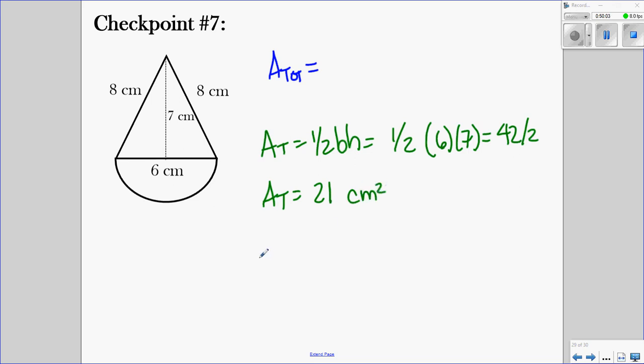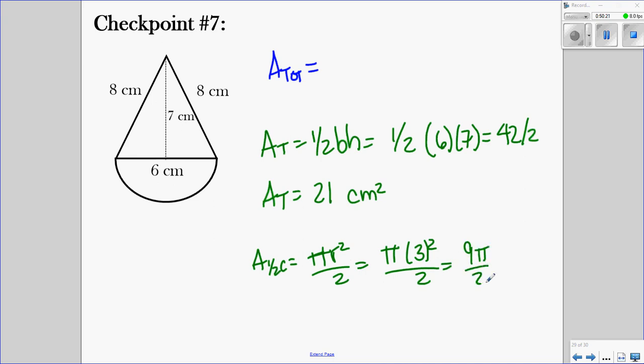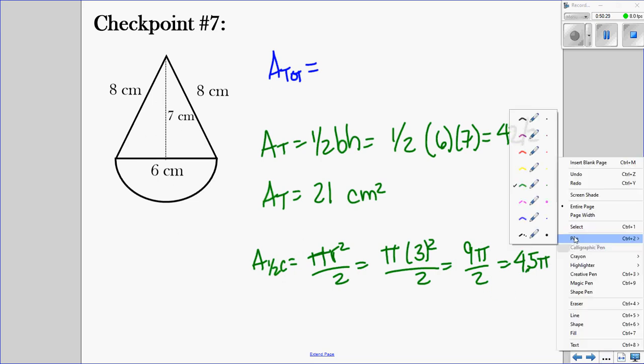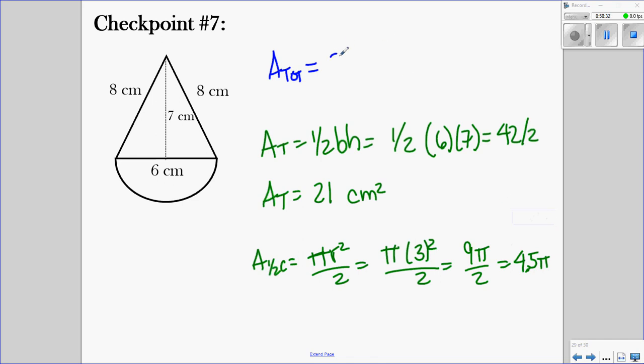And then for the semicircle, the half circle, it's pi r squared over 2. Half of 6 is 3 for the radius. So 9 pi over 2. You could put 4.5 pi if you want to turn it into a decimal. And the total for that is 21 plus 4.5 pi. Can't combine it, so leave it as is, and it's square centimeters. And that's our answer for the total.